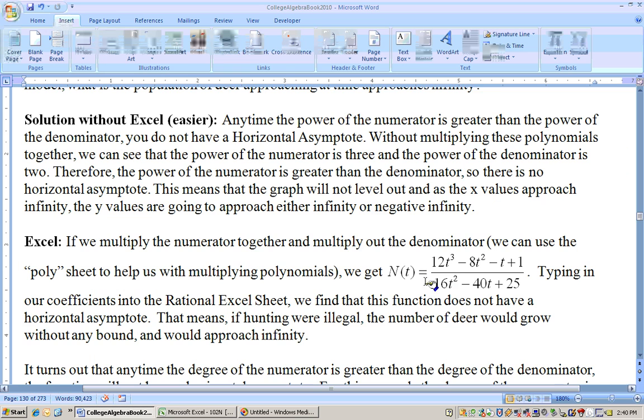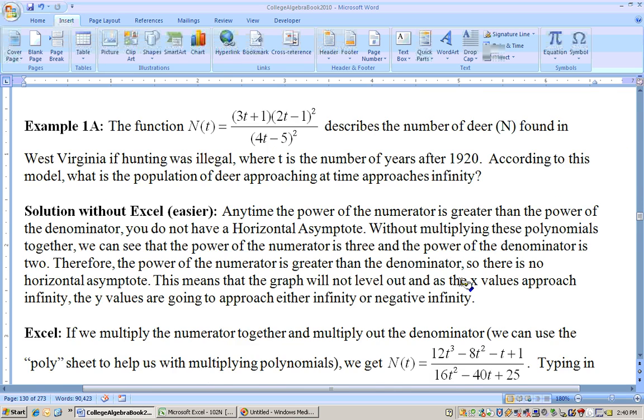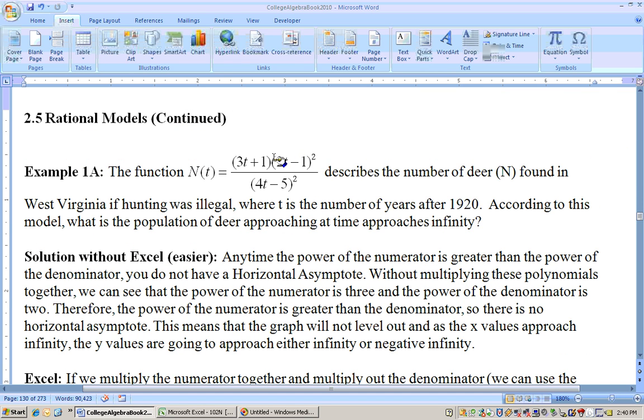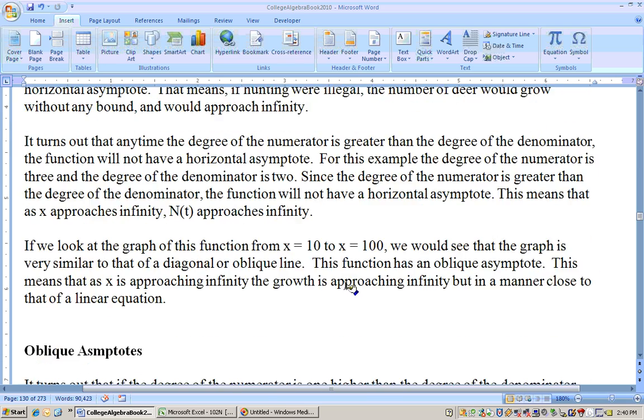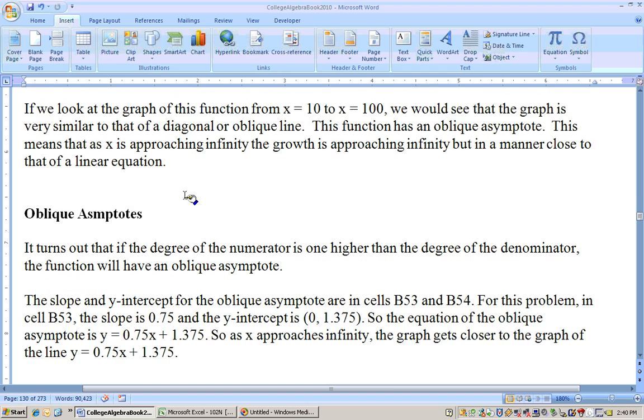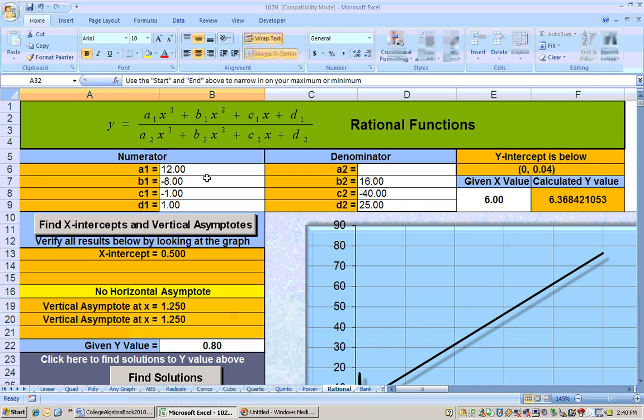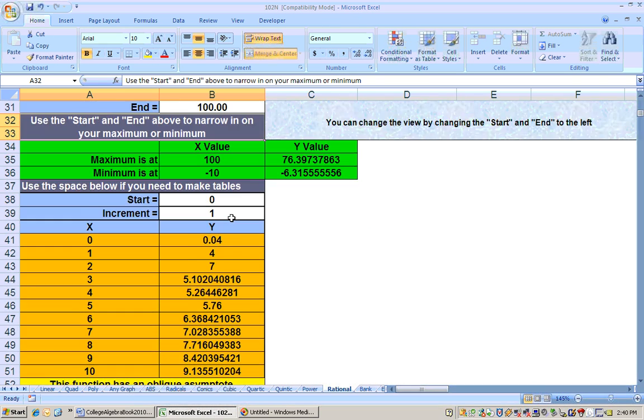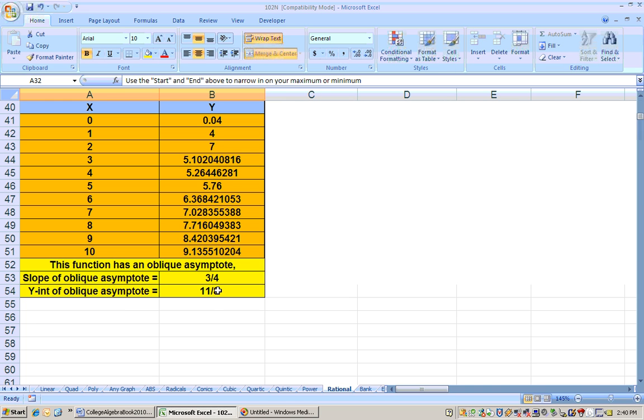Now, if the power of the numerator is 1 greater than the power of the denominator, which is the case we have going on here, this is to the third power and this is to the second power, or you can even tell back here, second and first power makes third power over second power. So if the power of the numerator is greater than the power of the denominator, you do not have a horizontal asymptote. If the power of the numerator is 1 greater than the power of the denominator, like this case, then you have what's called an oblique asymptote. Oblique asymptotes, you would need Excel to find those, and I already have those coefficients in Excel here, and at the bottom, it tells you what the equation of the oblique asymptote is right here. So it would be y equals 3/4 x plus 11/8.